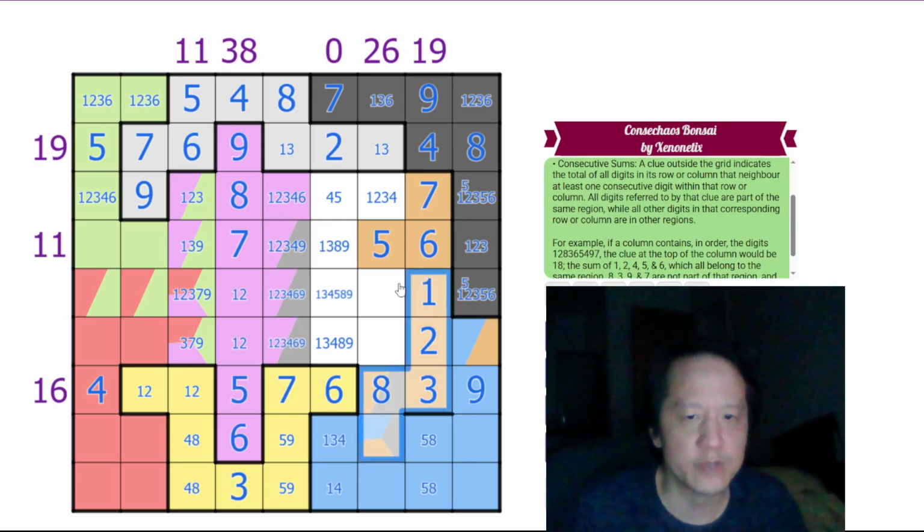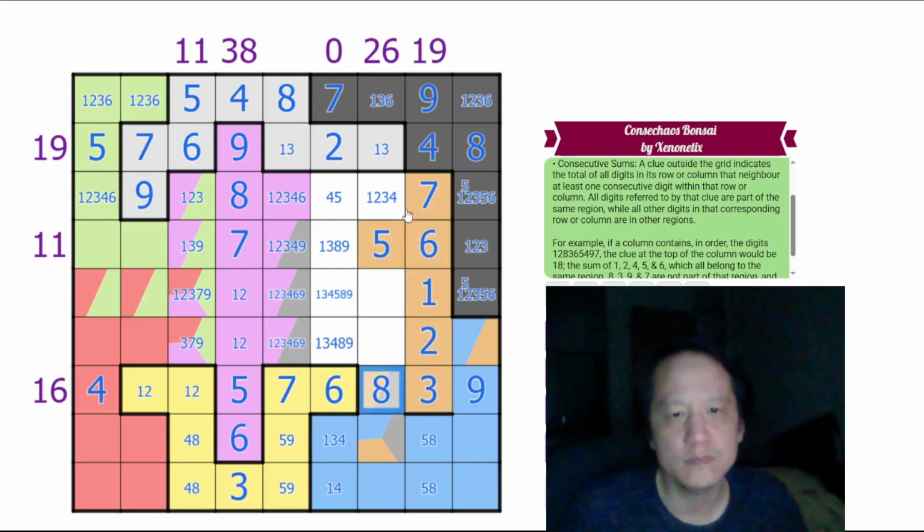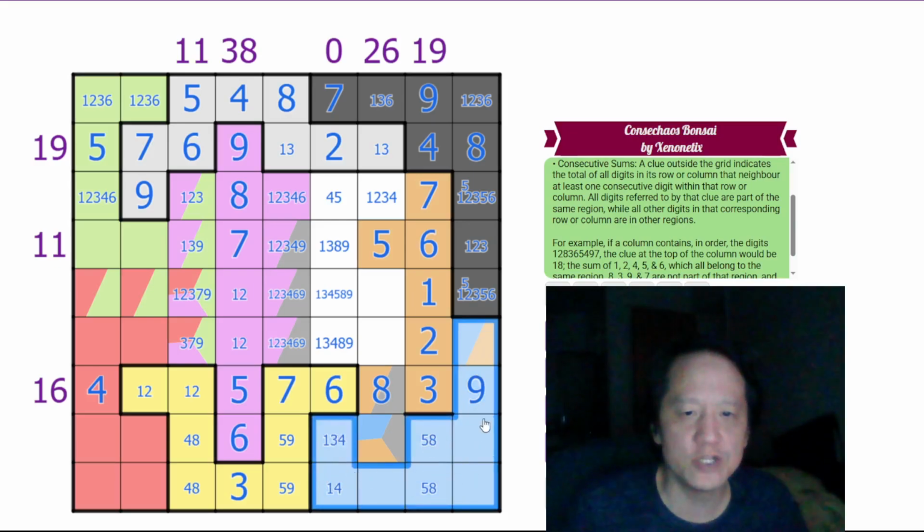Orange could be something like this. That's possible. This could be 4, 5, and it could be 8, 9 there. That could be possible too. The rest of this region must be, cannot have 5 or 8. That's fine.